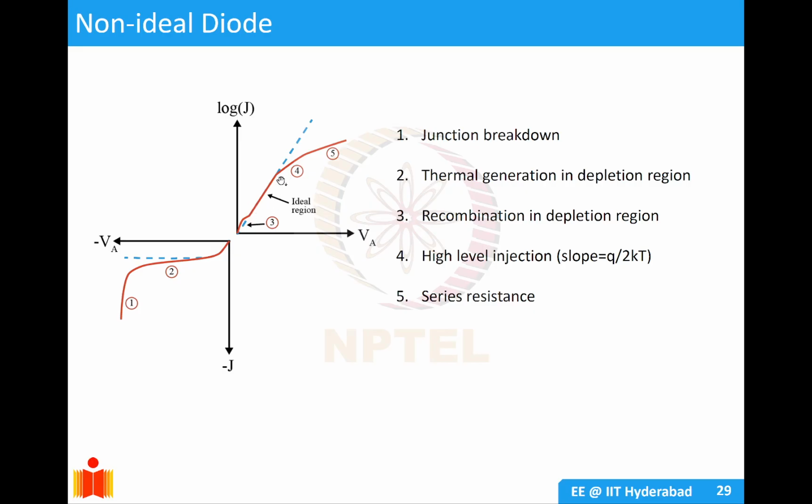Then you have your ideal region, and after that you have a high level injection regime where our slope is q by 2kT. In your ideal region, the slope is q by kT. And fifth, your last is your series resistance regime. If series resistance was not there, your high level injection regime would continue. But due to series resistance, there's a voltage drop at the quasi neutral regions, which is causing a further dip in the slope.